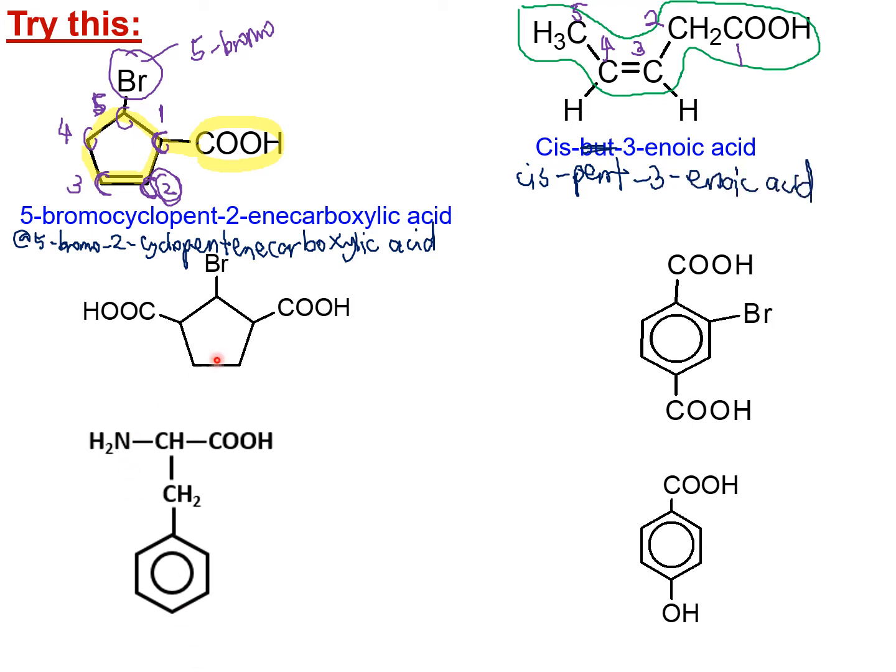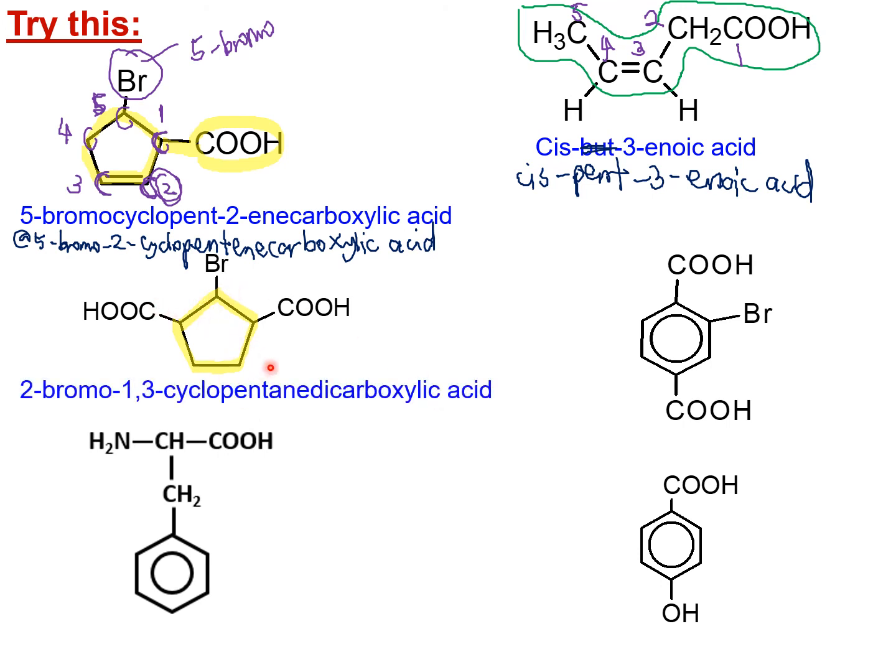Alright, and then next, if you look here, we have a cyclic structure, then 2 COOH, then Br. Remember, if a cyclic structure meets the COOH functional group, you have to name the cyclic structure as the parent first. So this is a cyclopentane. But this has 2 carboxylic acids, so I believe you should name it as cyclopentane dicarboxylic acid. How about Br?